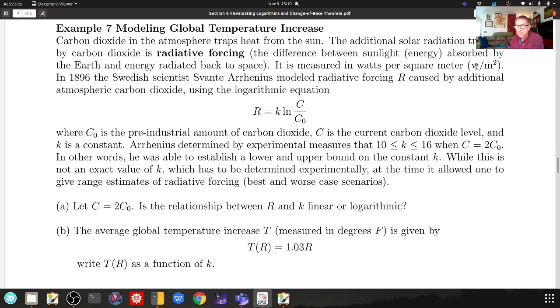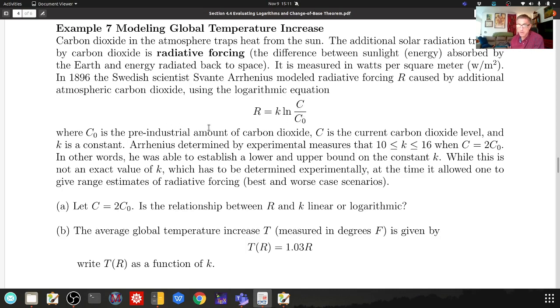So again, if you were a physicist or a climatologist or working on this issue, this would be an important measure of wattage, watts per square meter, or of heat. In 1896, the Swedish scientist Svante, I can't pronounce this, people, it's not French. You just say that word in your head however you want to say it. He modeled radiative forcing R caused by additional atmospheric carbon dioxide using a logarithmic equation. R is equal to some constant K times the natural log of C divided by C naught.